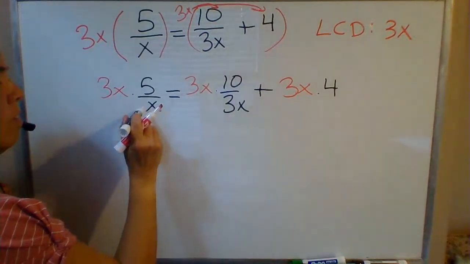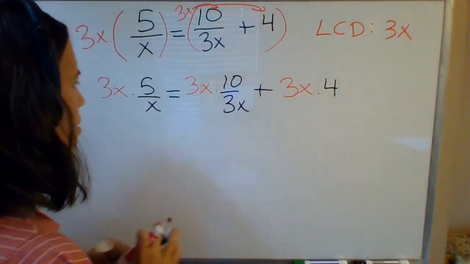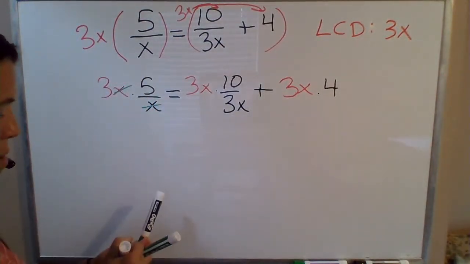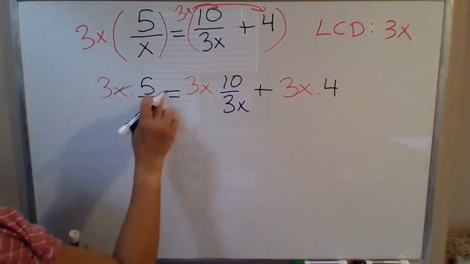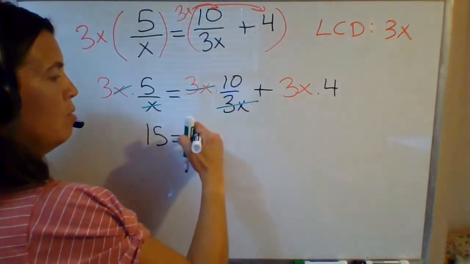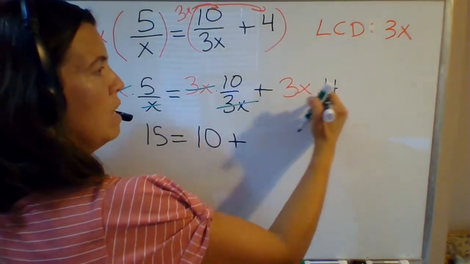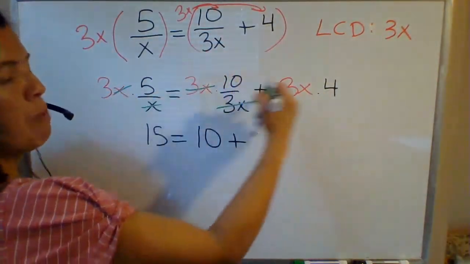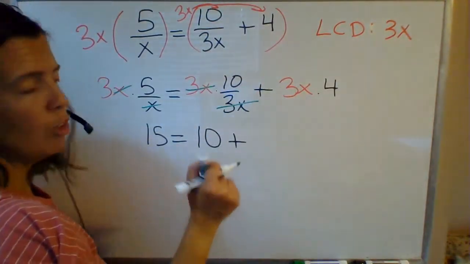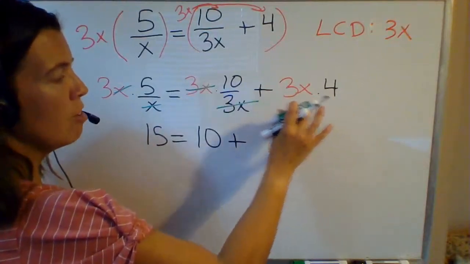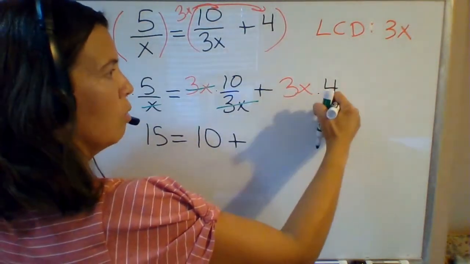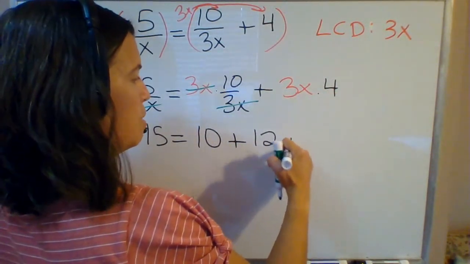Okay, so now the x, I think I'm going to use another color for canceling. So the x cancels here and leaves me with 3 times 5, so 15, equals, so the whole 3x cancels here, leaves me with 10, plus 3x times 4. So notice, you have to multiply every part of this equation by 3x. Yeah, the 4 didn't have anything in the denominator, but you don't get to pick and choose. If you're going to multiply by 3x to clear the denominators, you've got to multiply everything by 3x. So 3x times each part of this equation. So 3x times 4 gives me 12x.